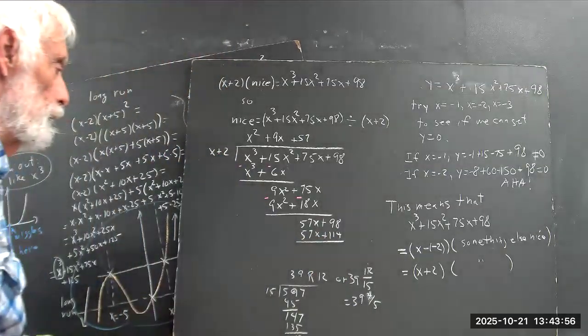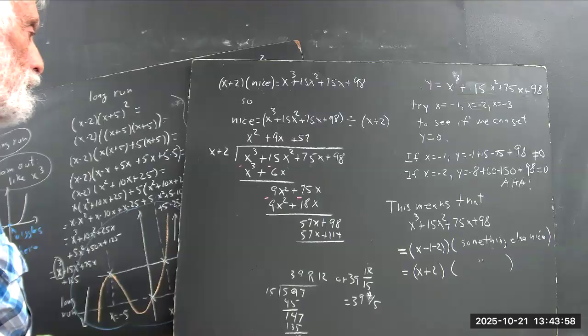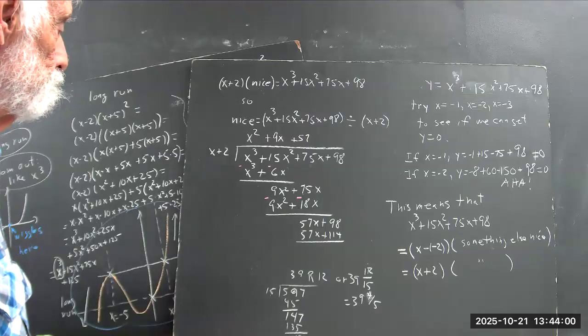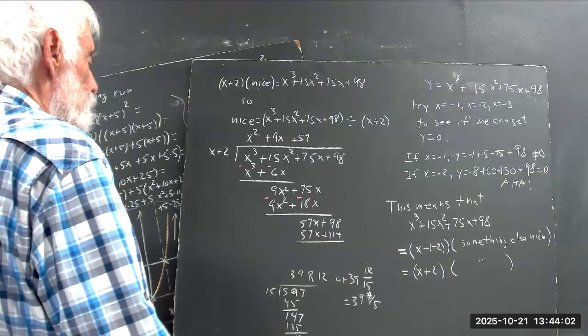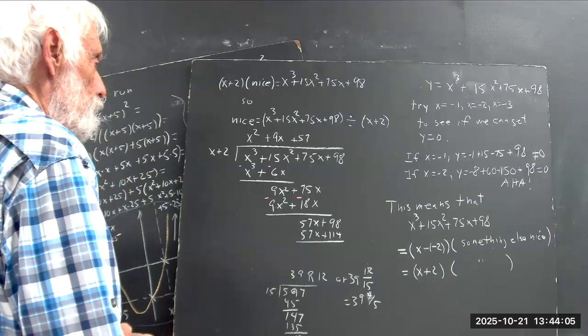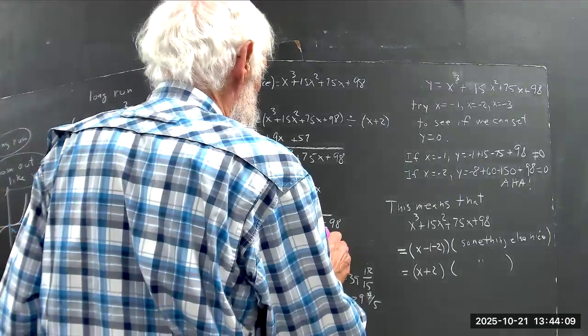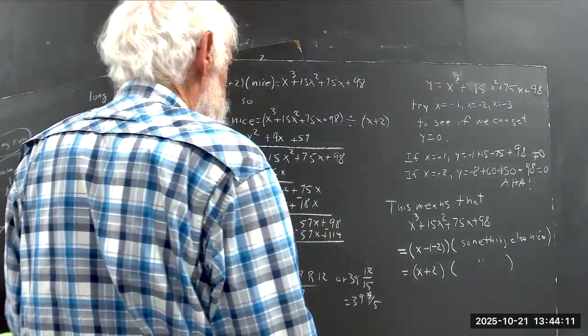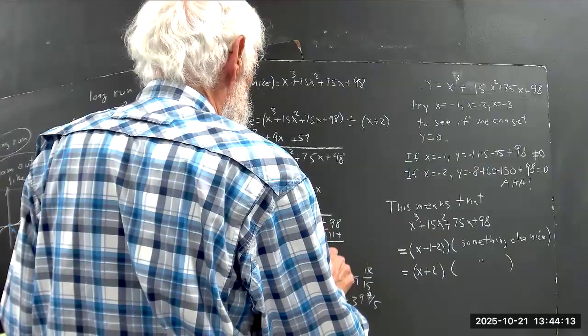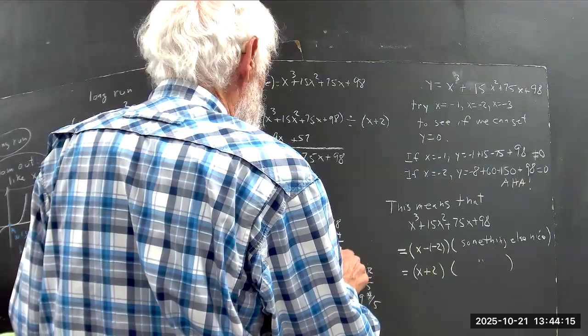And doggone, it didn't work out. I don't see a mistake, so it looks like I made a number of mistakes. But anyhow, this gives us a remainder of negative 16.